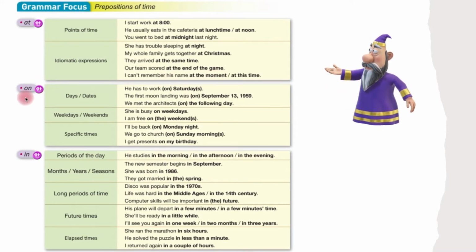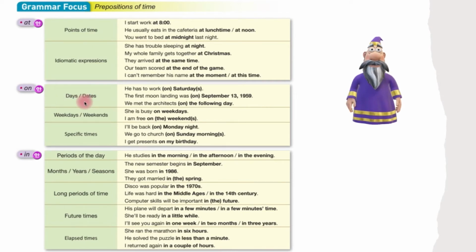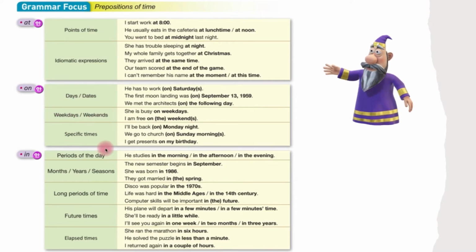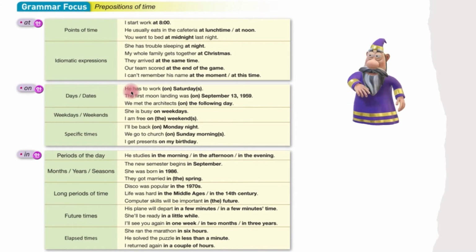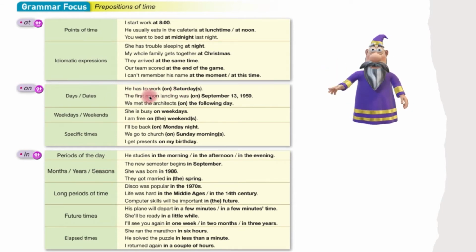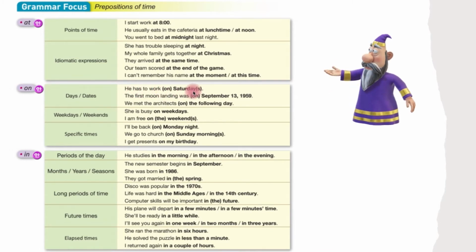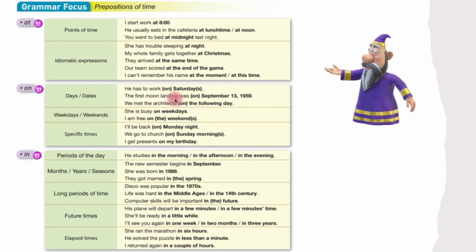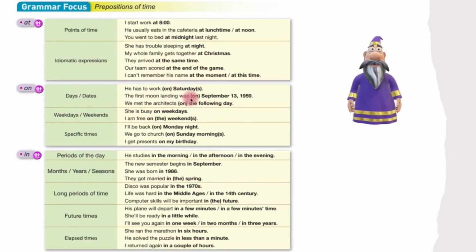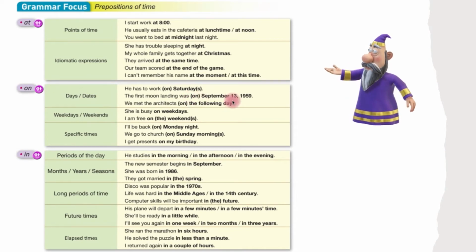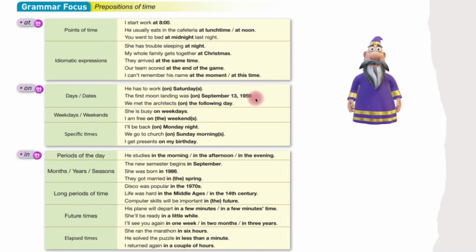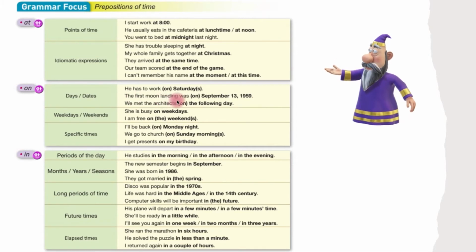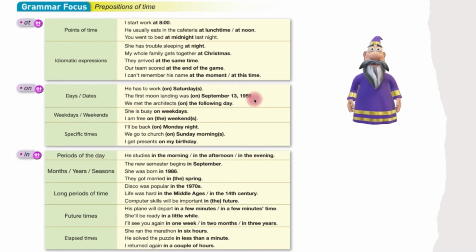Prepositions that usually come with the word on relate to days and dates, weekdays, weekends, and specific times. He has to work on Saturday. But the preposition here is optional. You could say he has to work Saturday. He has to work Saturdays. That means every Saturday. The first moon landing, Neil Armstrong, was on September the 13th, 1959. The first moon landing was September the 13th, 1959.